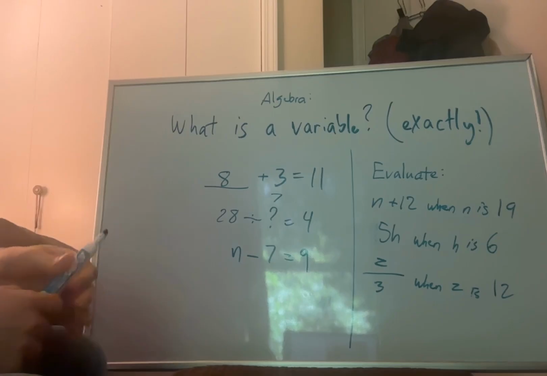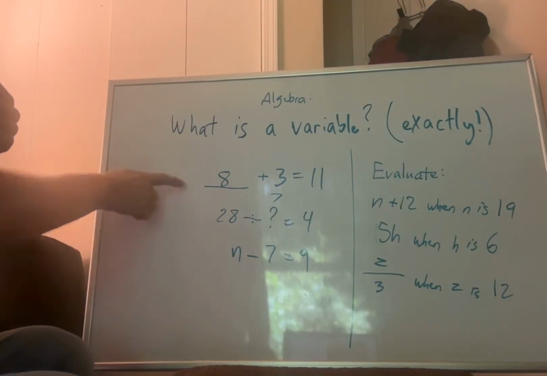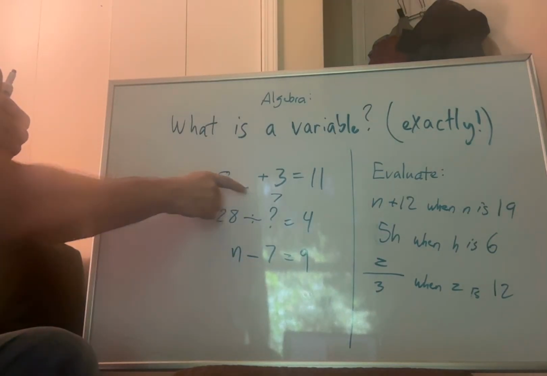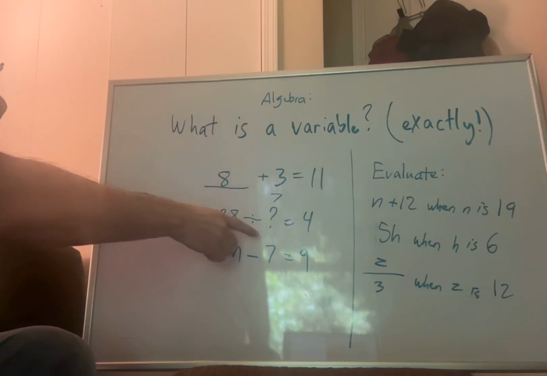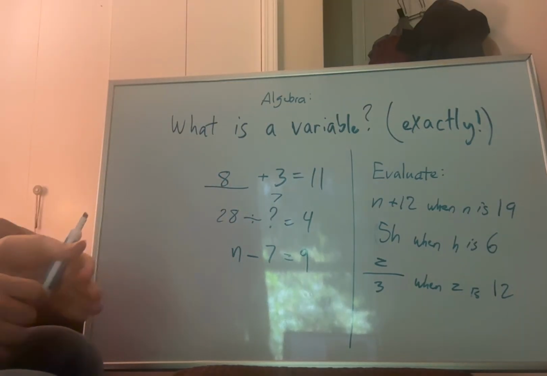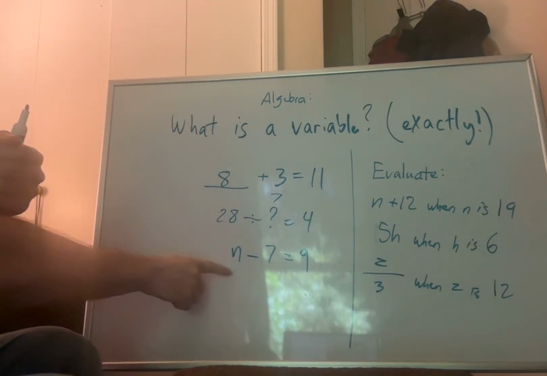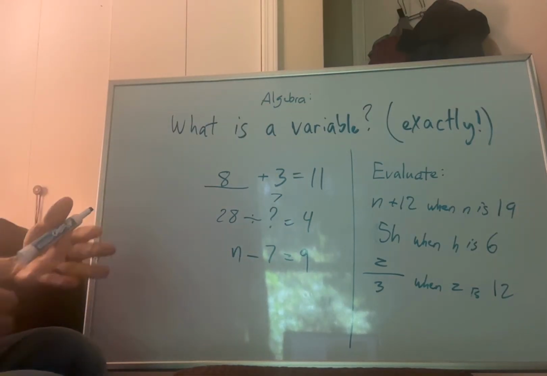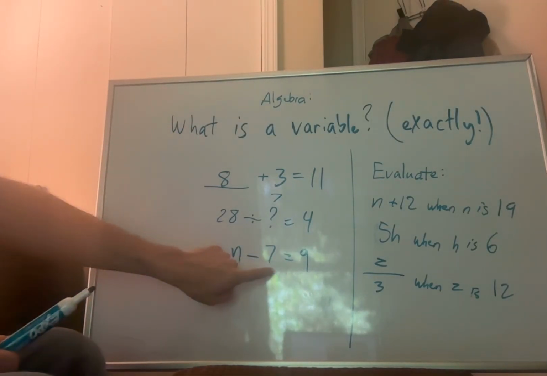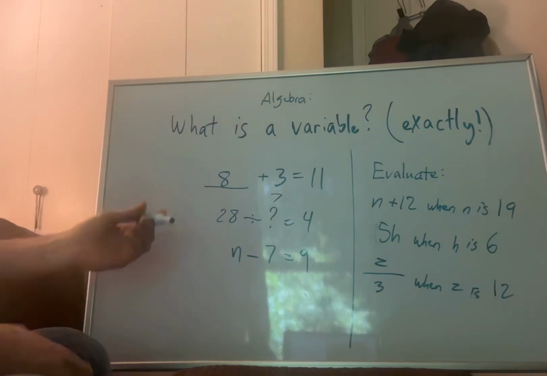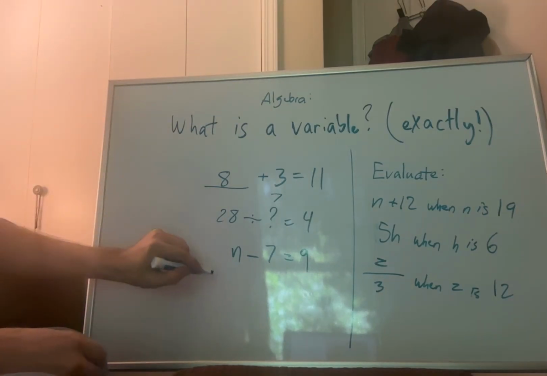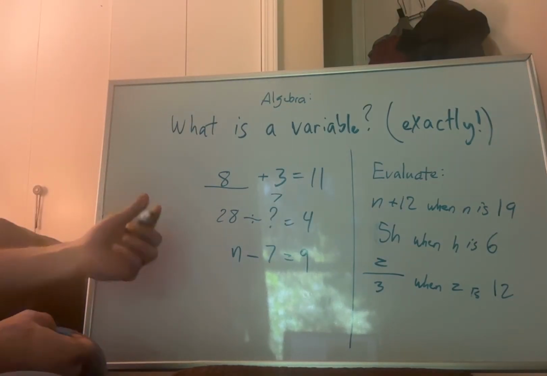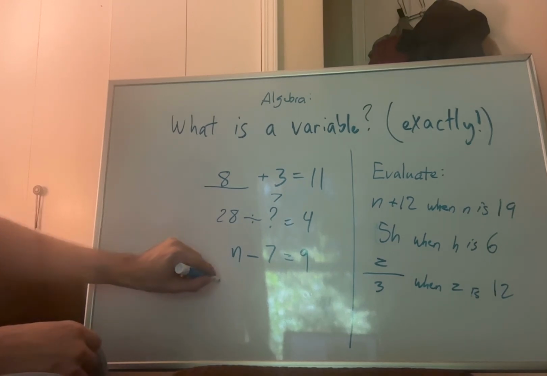And similarly, this third one here is just a slight variant on these. All I've done is replace these symbols, the blank space and the question mark, with the letter n. In this case, I've said n minus 7 equals 9. Once again, I could just say what minus 7 equals 9. If you're keeping track at home, this one might be a little trickier. n is going to be 16 in this case.